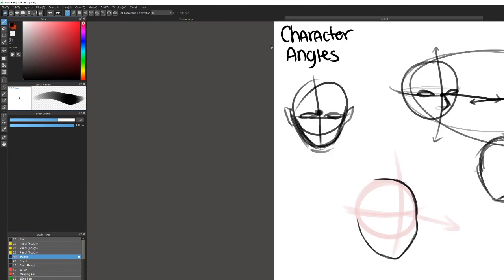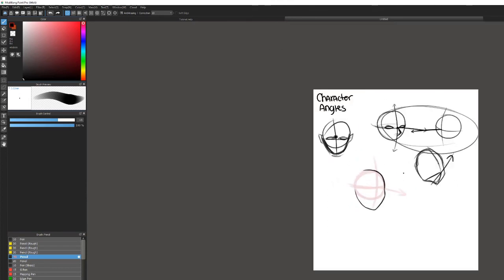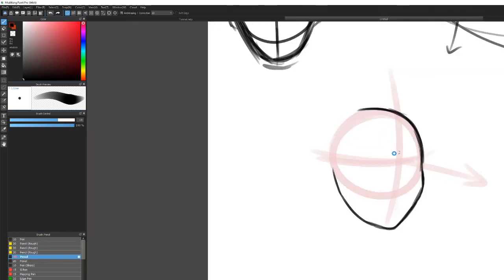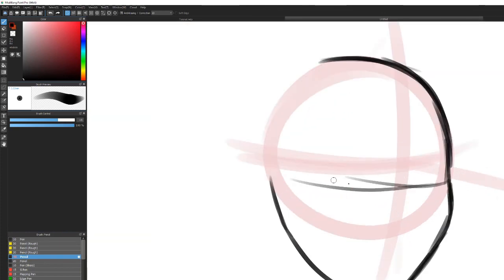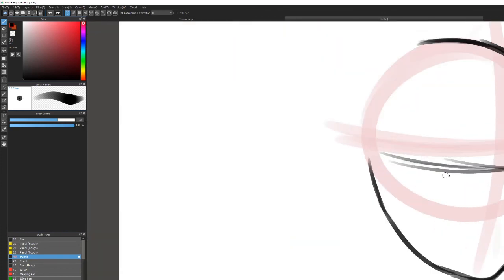By this point, you should have a fairly decent idea of where the eyes should be. So the eyes would maybe be around here. You can, of course, depending on the style, angle it a different way.